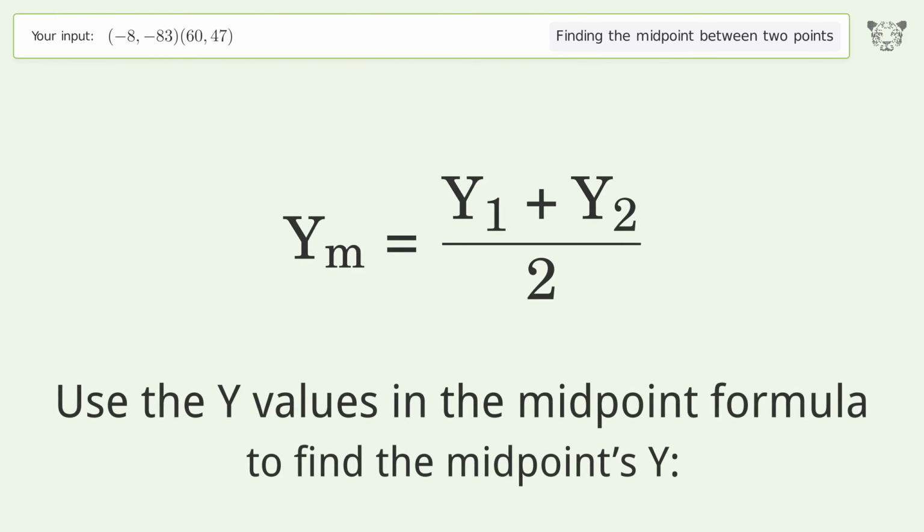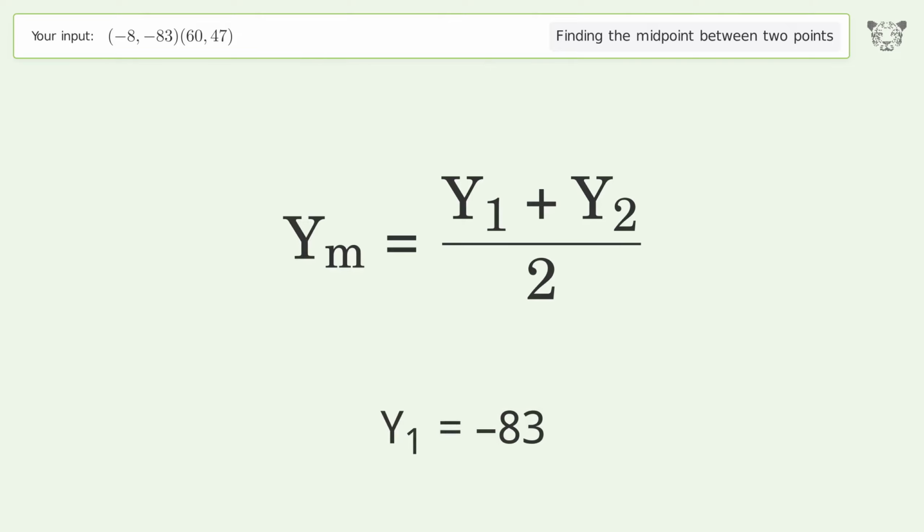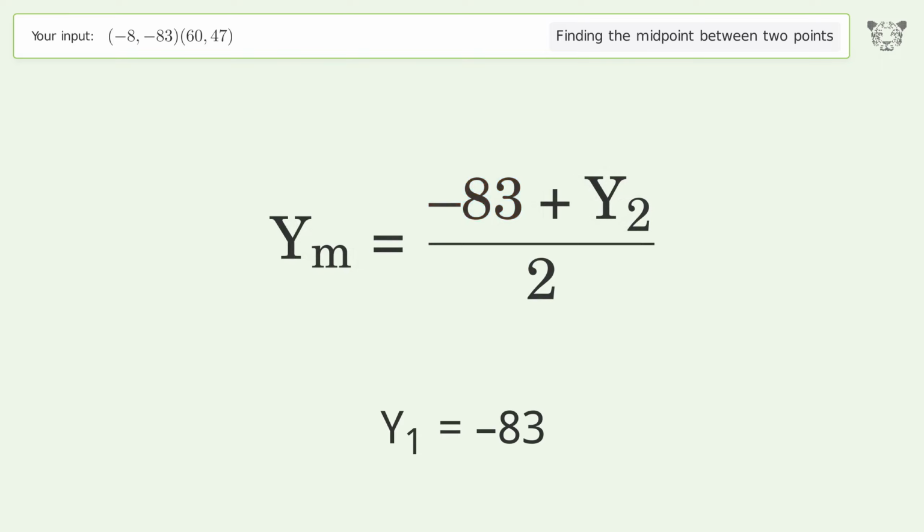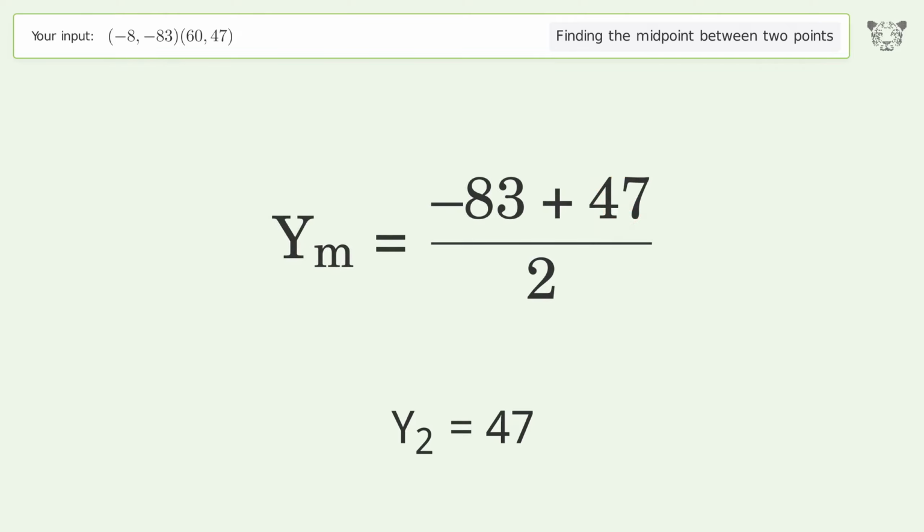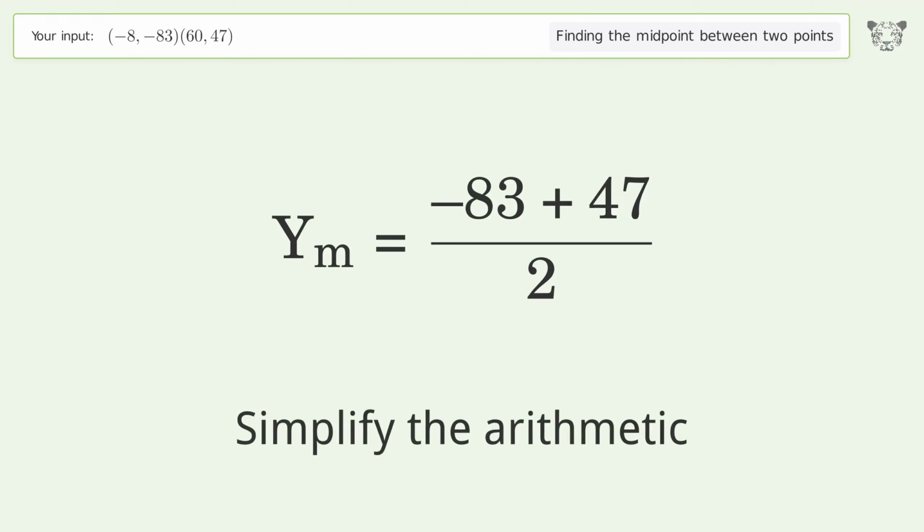Use the y values in the midpoint formula to find the midpoint's y. y1 equals -83. y2 equals 47. Simplify the arithmetic.